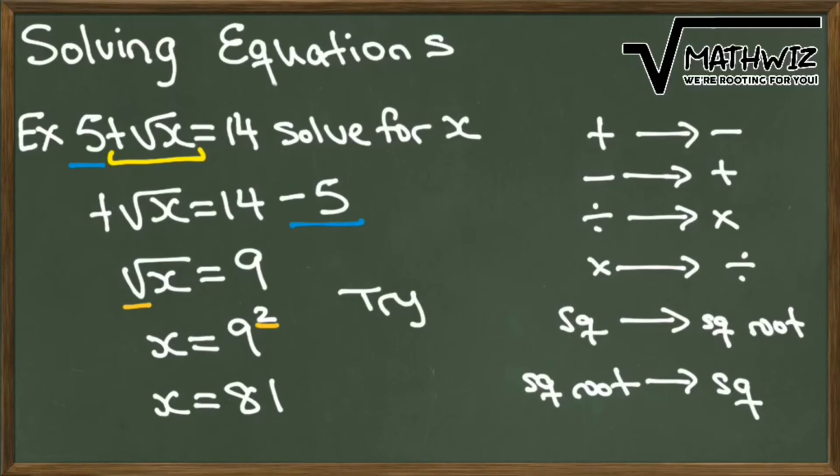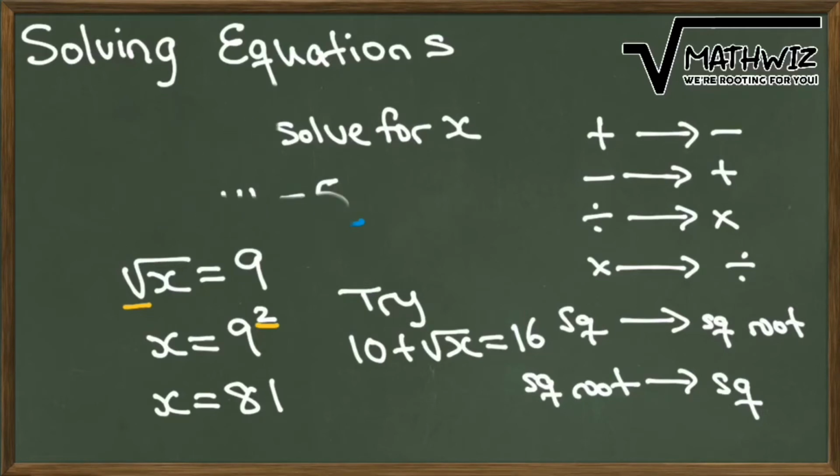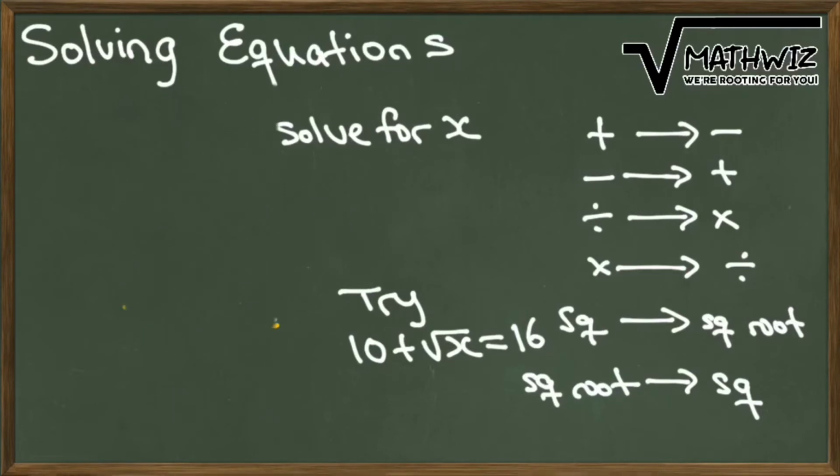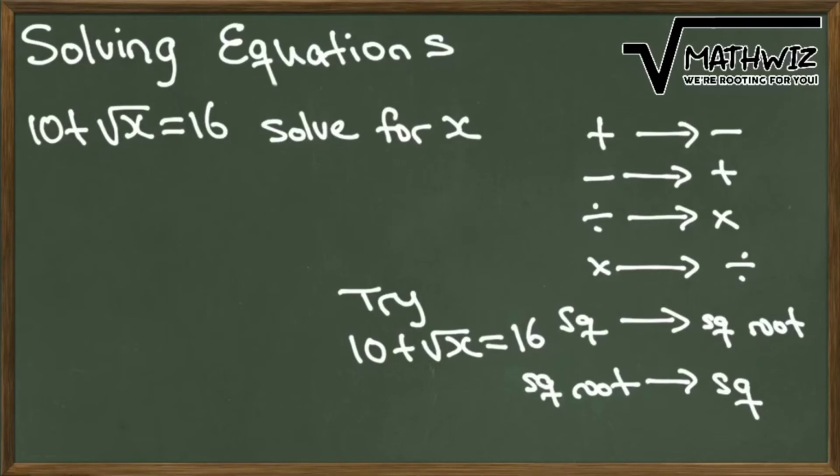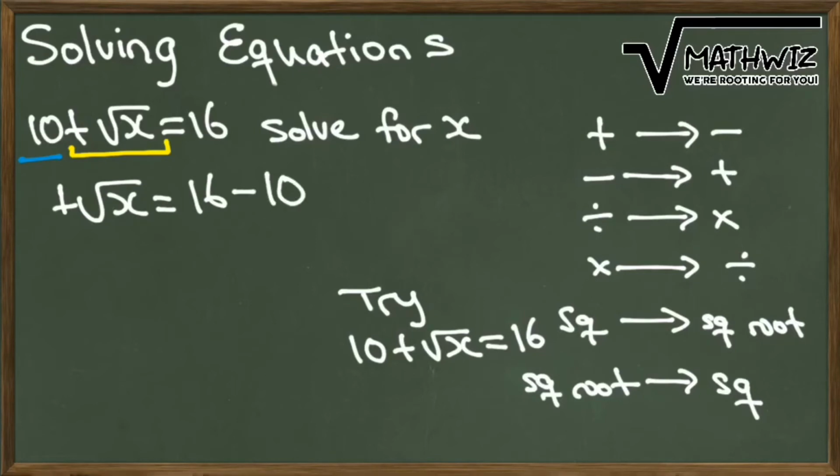So go ahead and try for yourself: 10 plus the square root of x is equal to 16. You can go ahead, pause the video, and then once you're through, press play for the solution. Okay, so provided you worked that question on your own, the first thing you wanted to do was to identify where the x is. Then this 10 with no sign in front, we know it's a plus. So you're going to take it to the other side by subtracting.